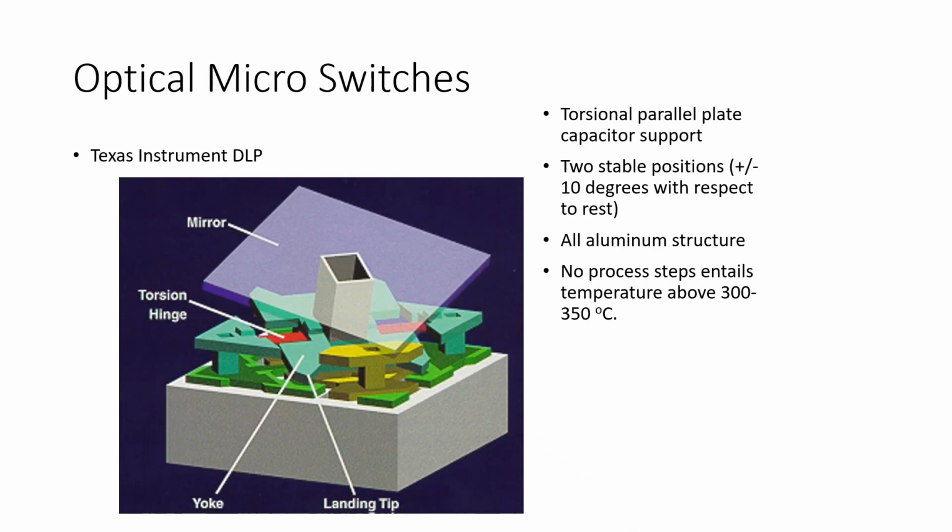A good example of a parallel plate capacitor as an actuator is the Texas Instruments DLP, digital light processor. In this case, the mirror is one of the capacitor plates. It is suspended by a torsion hinge. The counter electrode is this anchor on the substrate. If you apply voltage across the anchor and the mirror, it can cause the mirror to rotate one way or another.